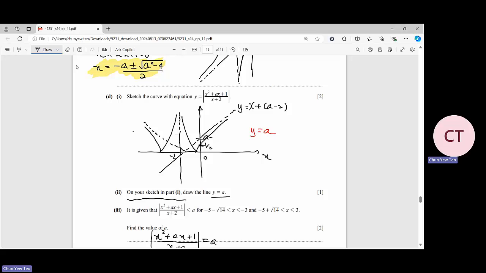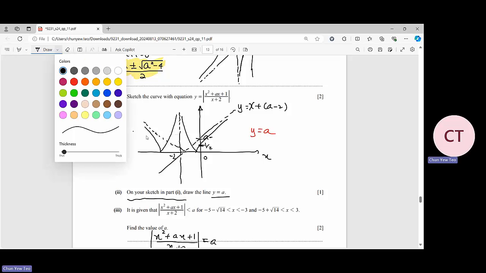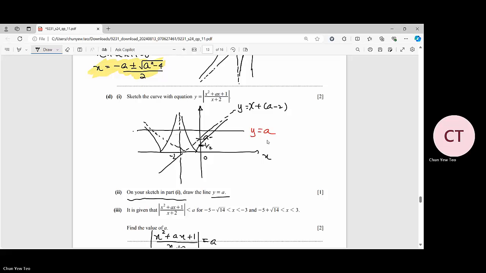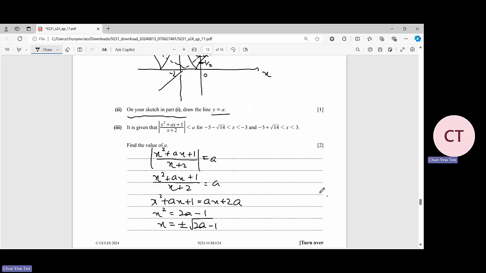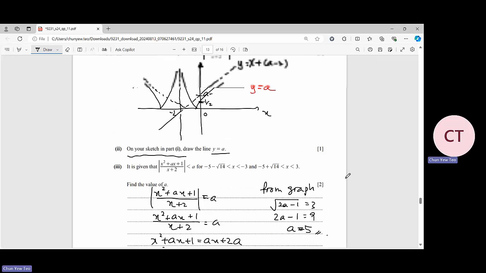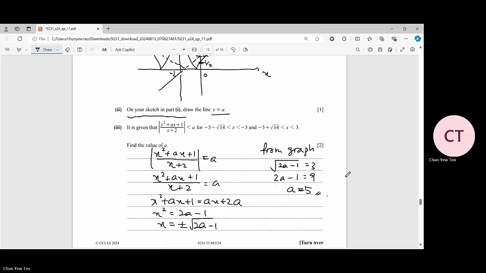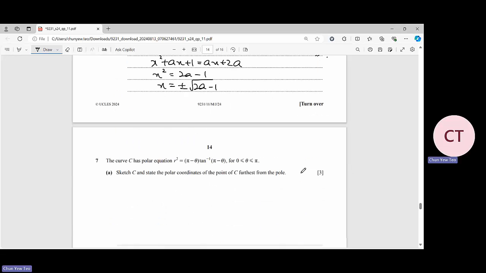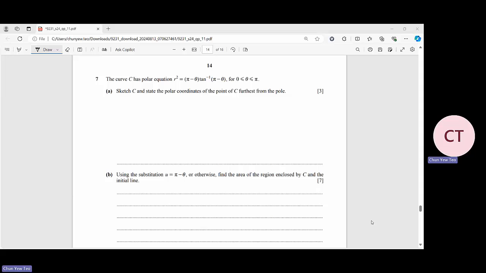From here, your line y equal to a is over here. So you can just let the square root of 2a minus 1 be from the graph. We know that it is 3 already. So 2a minus 1 is 9, so your a is 5. Just like that, done. That will be the answer for part 3. Okay, so now we move on to question number 7.